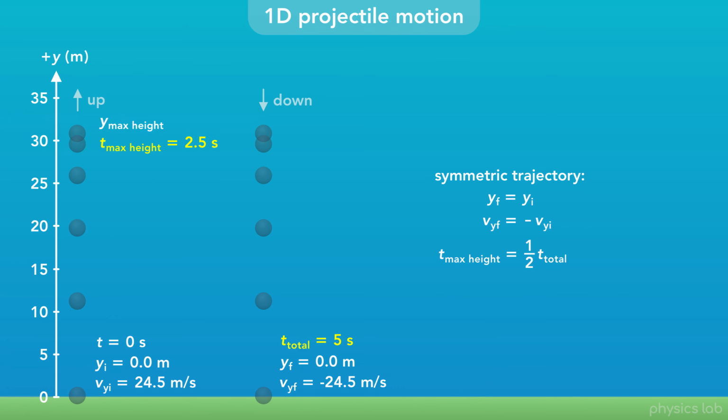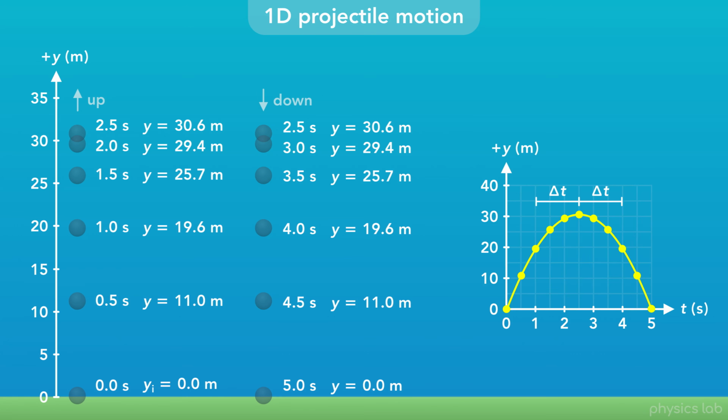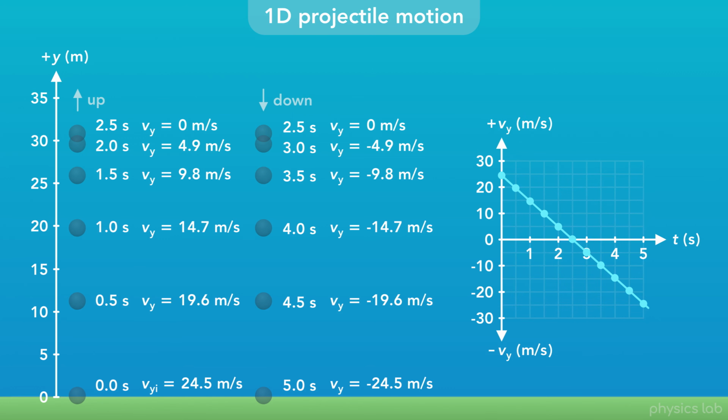Even if the trajectory is not symmetric, the object will be at the same height at equal times before and after the maximum height. It also has the same velocity at the same height, but in opposite directions.